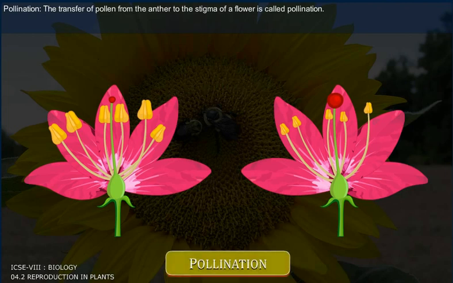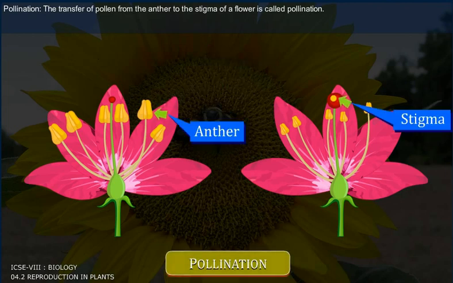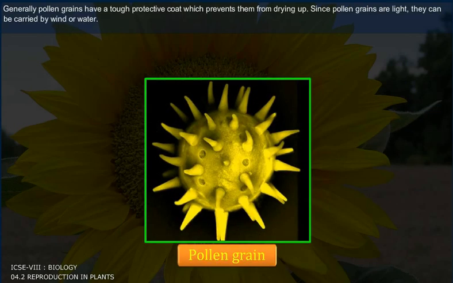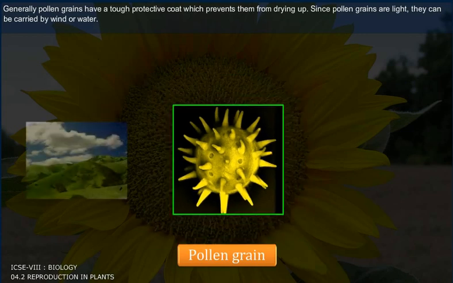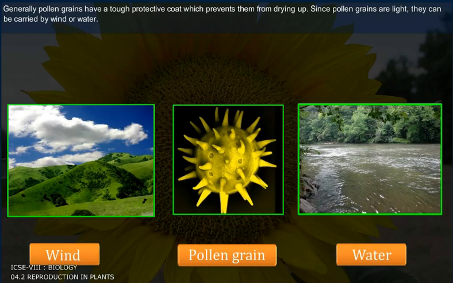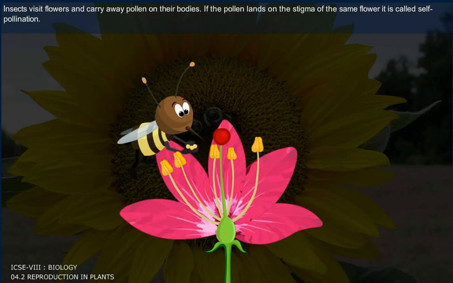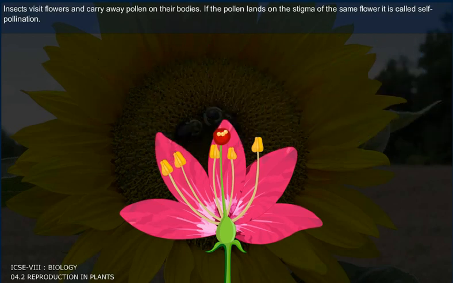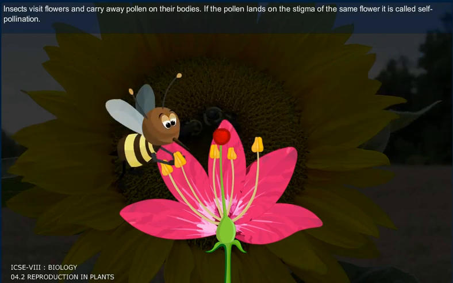Pollination. The transfer of pollen from the anther to the stigma of a flower is called pollination. Generally, pollen grains have a tough protective coat which prevents them from drying up. Since pollen grains are light, they can be carried by wind or water. Insects visit flowers and carry away the pollens on their body.